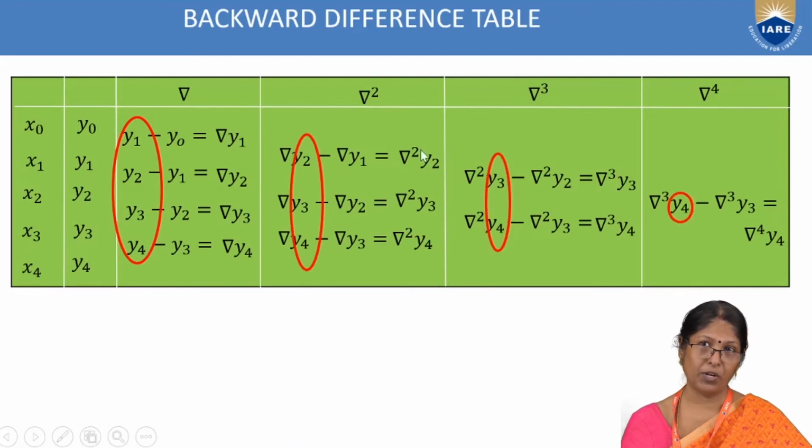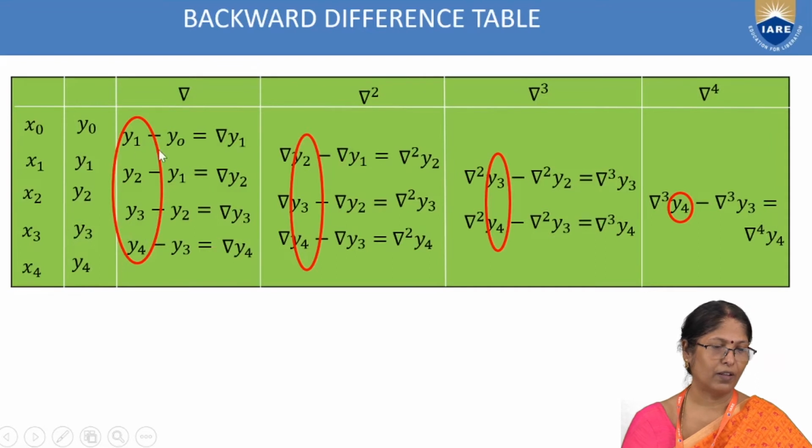So in this animation part, 4 circles are there. The first circle is the difference y1 minus y0, and in that, y1 is circled. The next one is y2 minus y1, where first y2 is circled. So in all these 4 differences, the first term is circled.